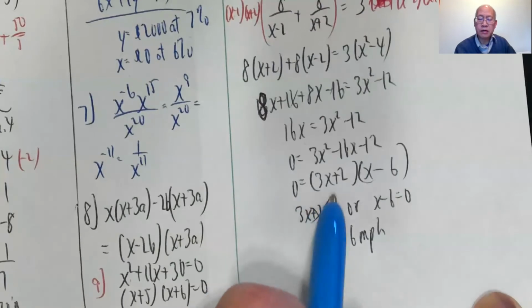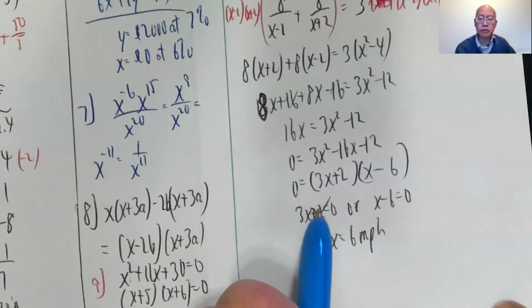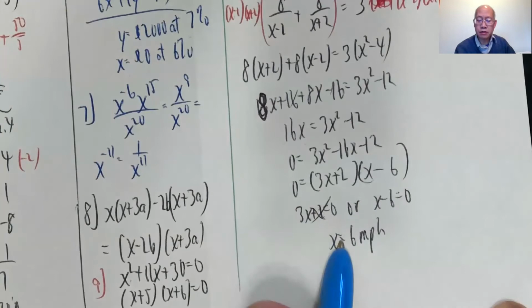3x plus 2 equals 0 is not possible. That'll give me a negative number. A negative number is not allowed for this kind of word problem. x minus 6 equals 0, or x is 6 miles per hour.